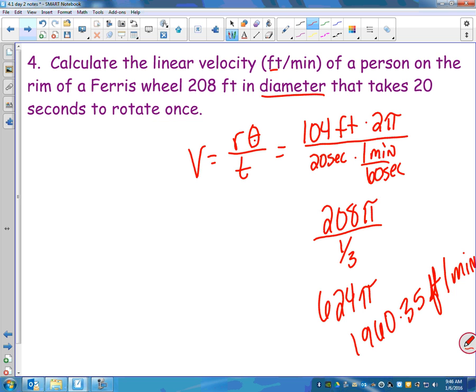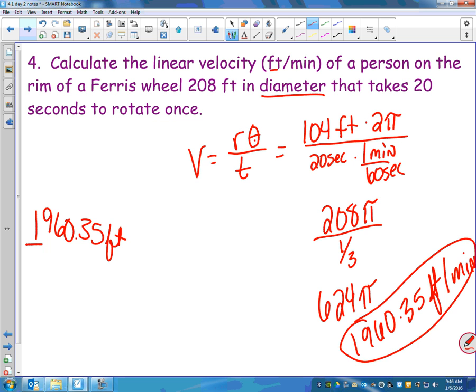Got to change this to miles per hour so I can see how fast this Ferris wheel is going. Right? Is that true? 624 pi is 1,960.35 feet per minute. It asks for feet per minute, so that would be your answer. Right, 5,280 feet in 1 mile.